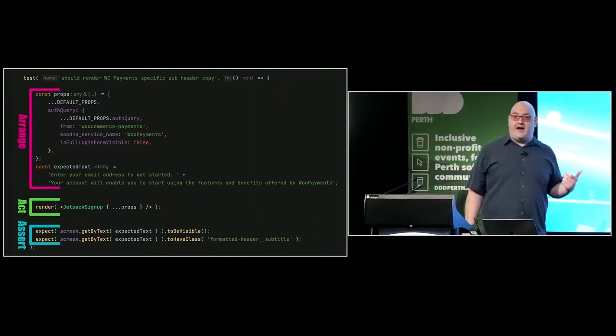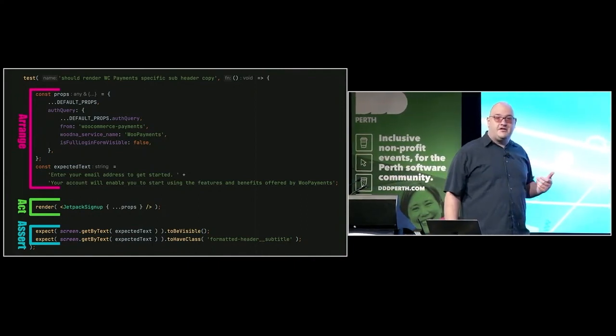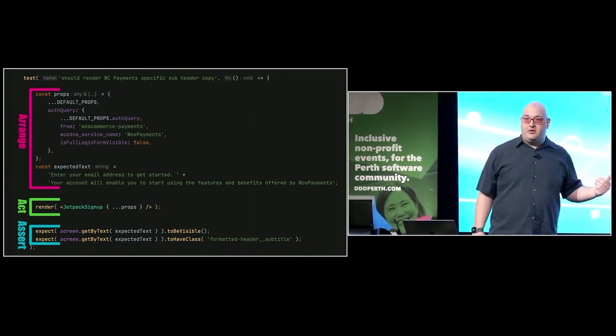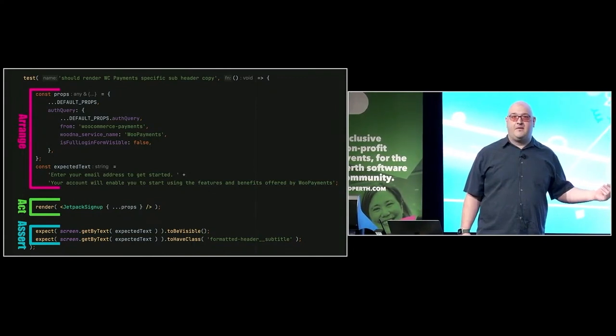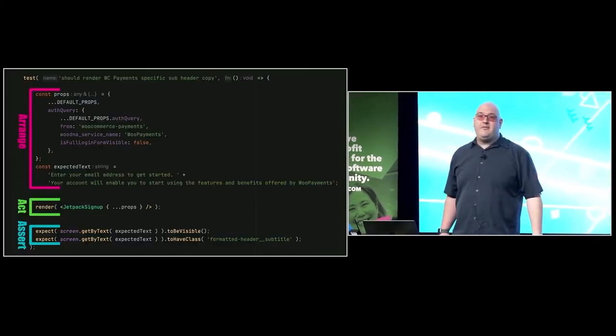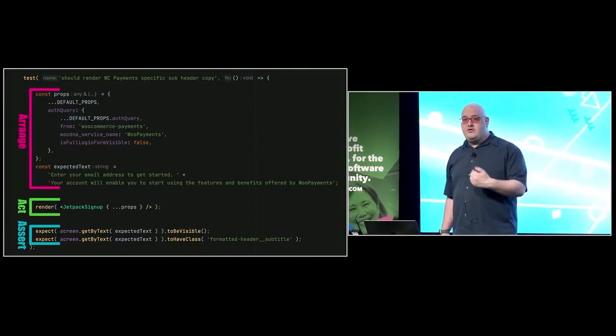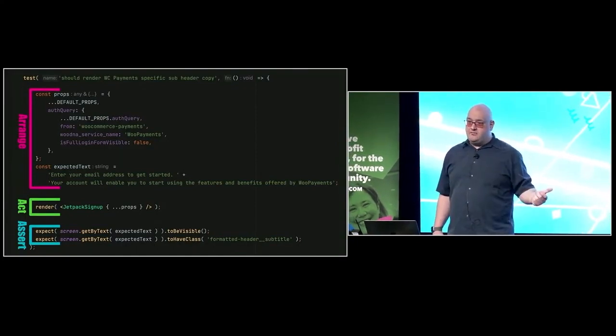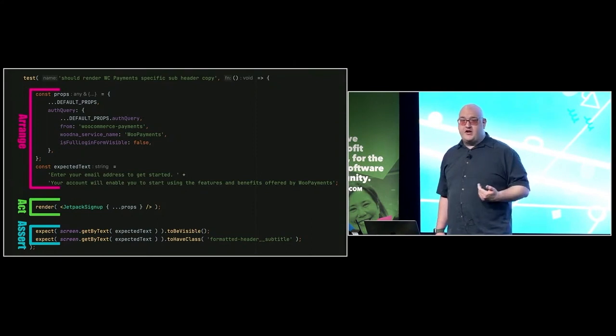In this case, they're using the React Testing Library, where it checks if the expected text is both visible and has the correct CSS class. Now, at this point, I'm like, when you add a new test case, you copy and paste that again. And I don't think that's very maintainable code.